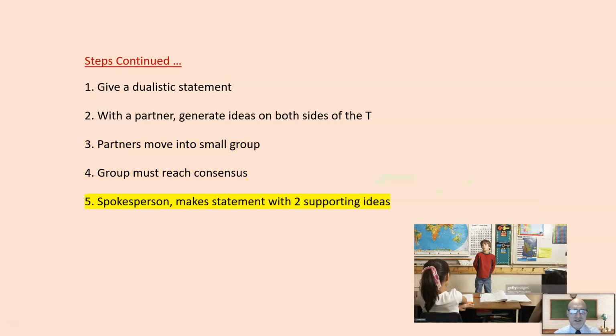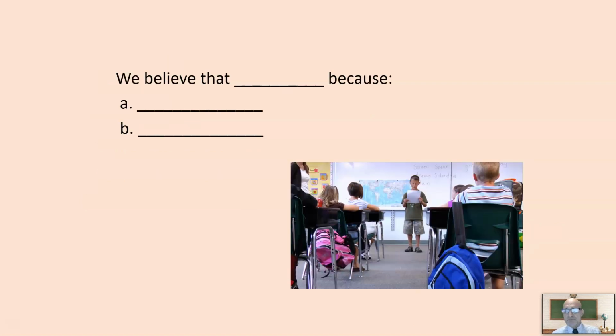Step 4, reach consensus. Step 5, the spokesperson must stand up. They select a spokesperson. Make the statement with 2 supporting ideas, and this is important. We believe that blank because of A and B. And this is a scaffold, by the way. Support a statement.